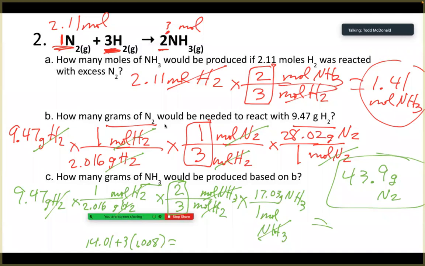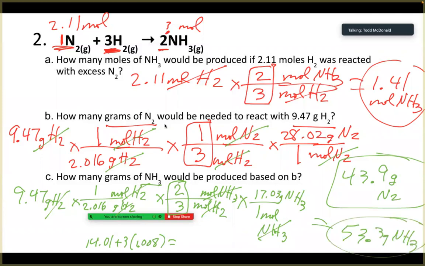2.016. Then I'm going to multiply by 2 and then divide it by 3 because that's that 2/3 in the middle. And then multiply by 17.03. And I get 53.3 grams of NH3 we would expect.